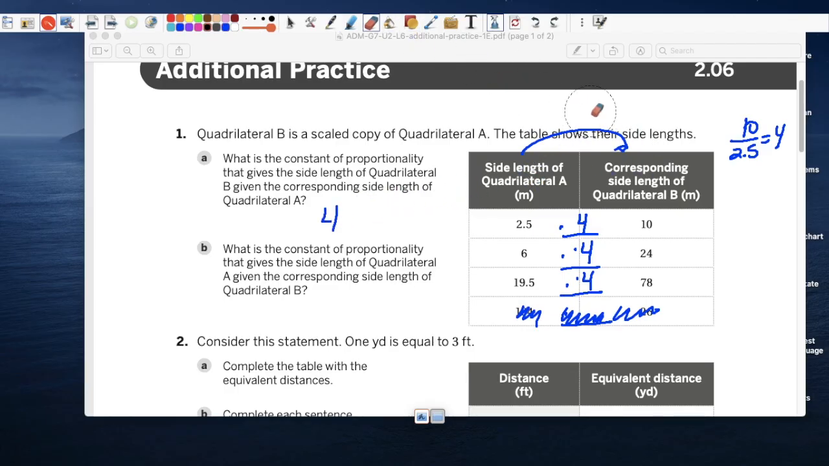But what if you did it the other way, going from B to A? It's 10 times 4, 2.5? No, it'd be 10 times, and let me erase this. Right, so going the other way, we're going to be multiplying by the reciprocal of 4. It's 1 over 4 times 1 over 4 times 1 over 4. And it makes sense, right? So 24, what's 1/4 of 24? 6. What's 1/4 of 10? 2.5. What's 1/4 of 17? 19.5. Right, so the other constant of proportionality is 1/4.